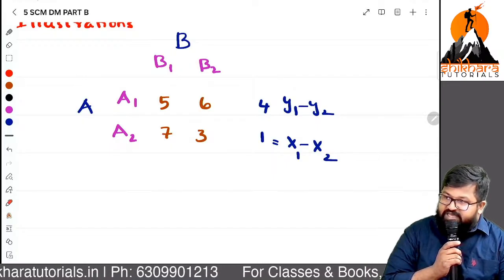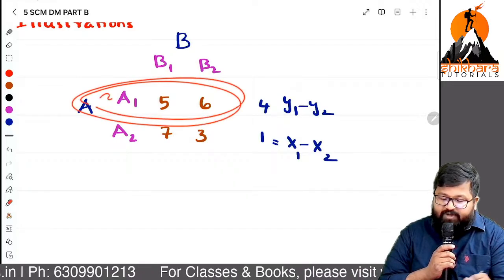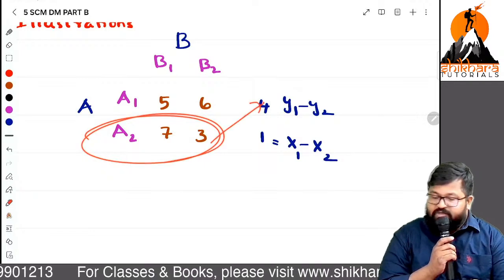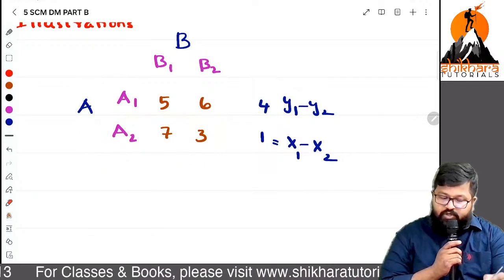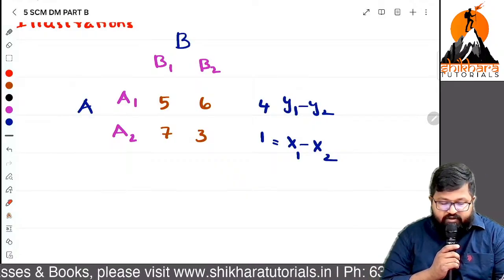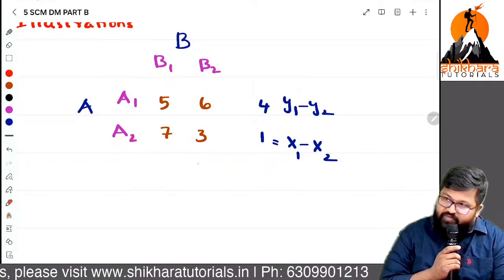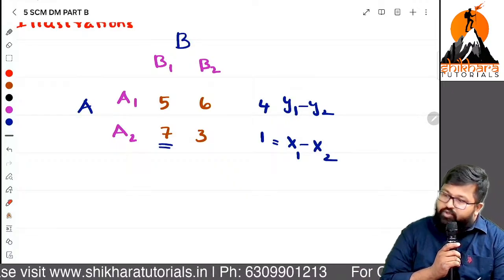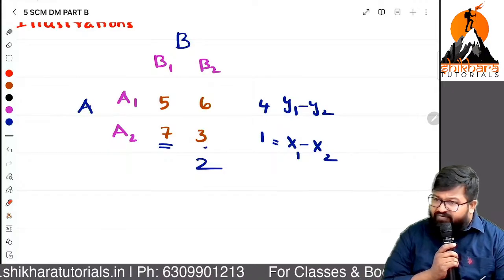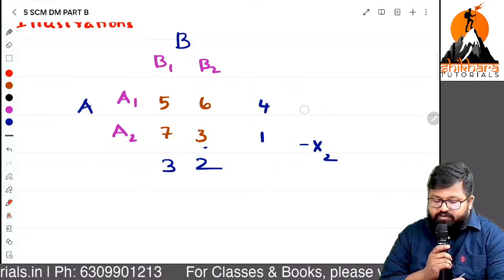Never write it in the same row. Whatever difference we have for the first row will be written in the second row, and the second row's difference will be written in the first row. Similarly, for columns we do the same process. The difference between the first column values will be written where? In the second column. So what is the value? The difference between the first column values, 2, is written in the second column. And the second column difference, 3, goes in the first column. Is it clear?